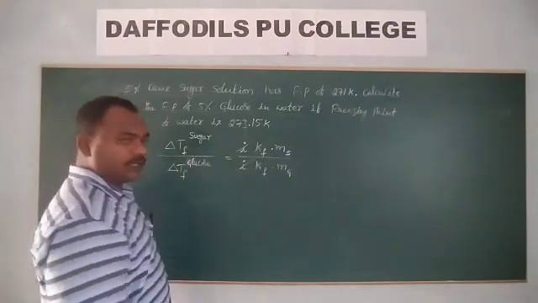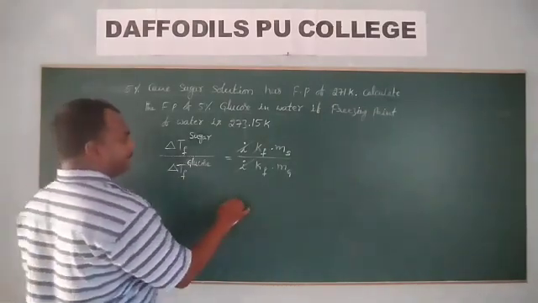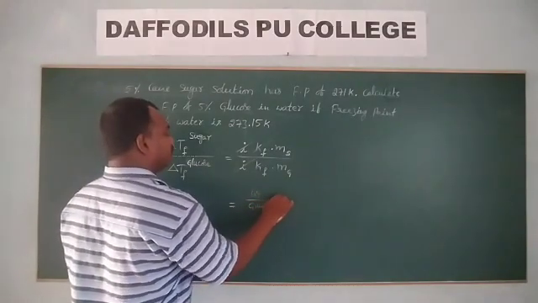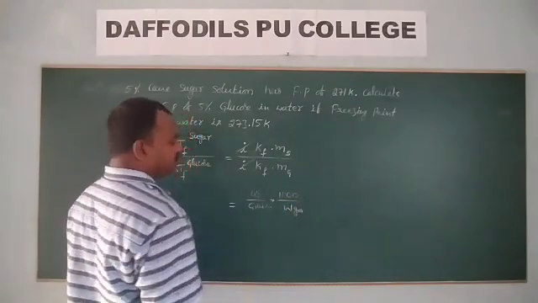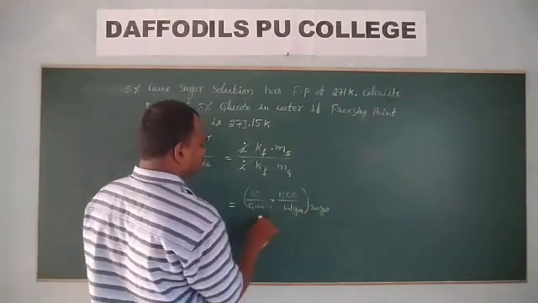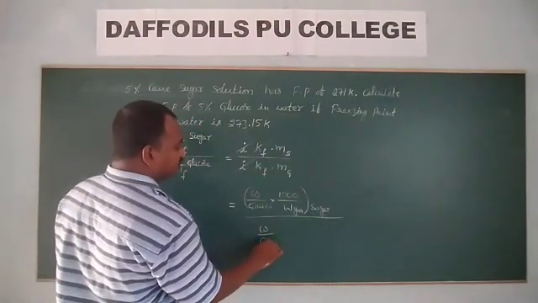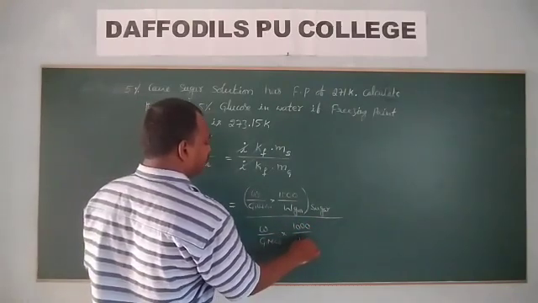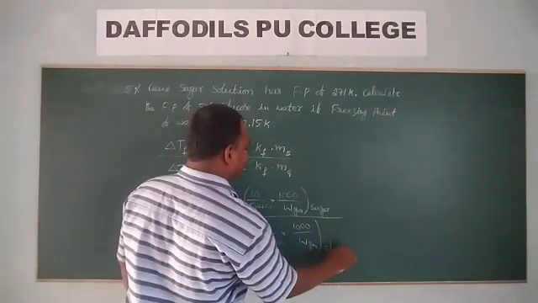So what is the formula for molarity? Weight by gram molecular weight into 1000 by weight of the solvent in grams. This part belongs to sugar. Then for glucose: weight of glucose by gram molecular weight of glucose into 1000 by weight of the solvent. This one belongs to glucose.